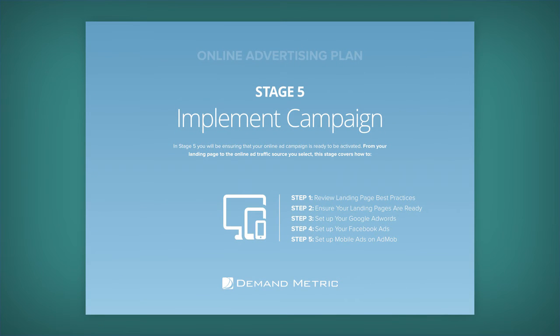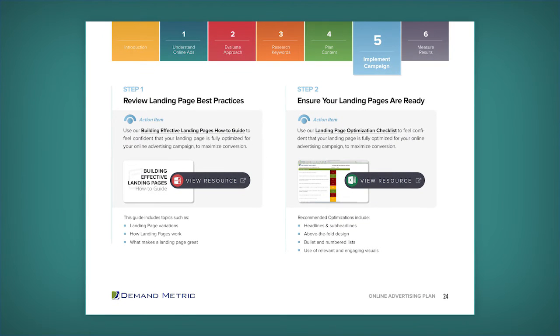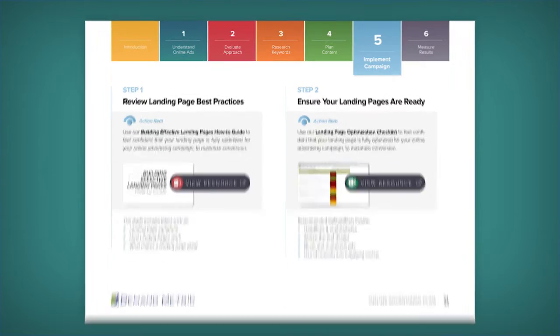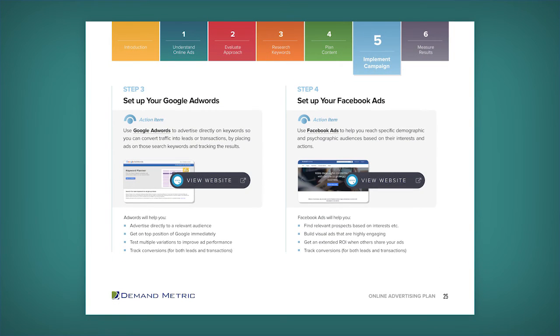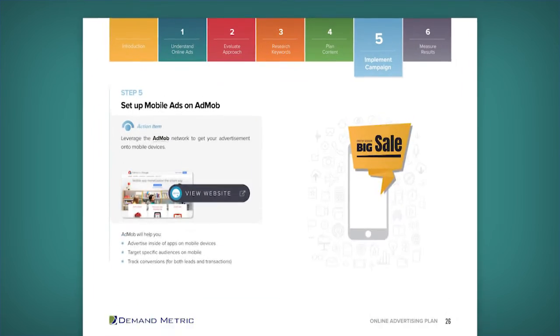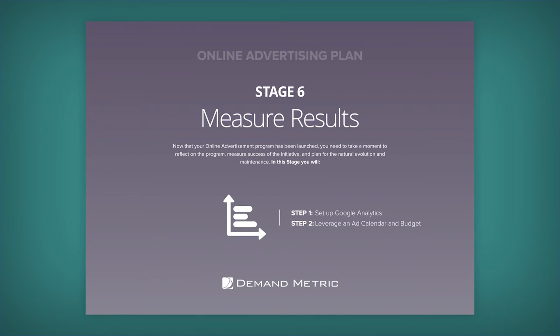Stage 5 is all about implementing your campaigns. And here, step number 1 is to review landing page best practices, and then ensure your landing pages are ready. Then you're going to set up your Google AdWords, set up your Facebook ads, as well as mobile ads on AdMob. Lastly, in stage 6, we move on to measuring your results.